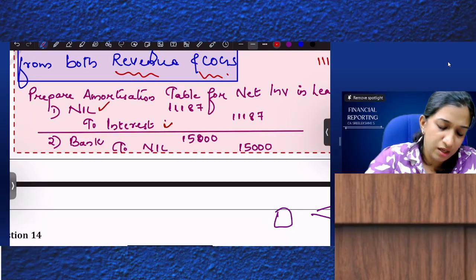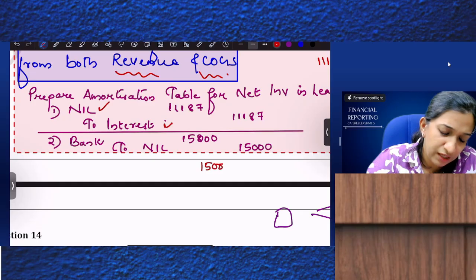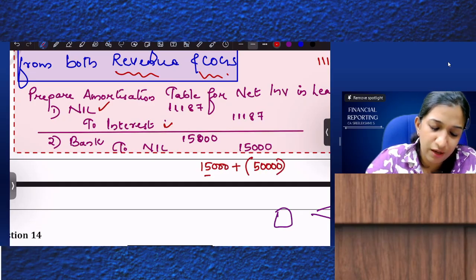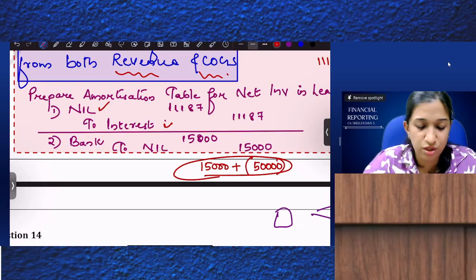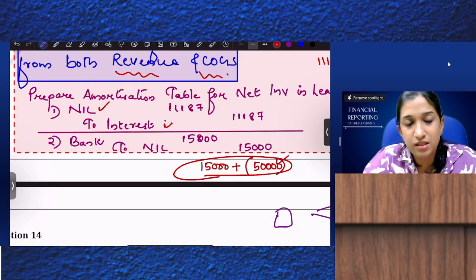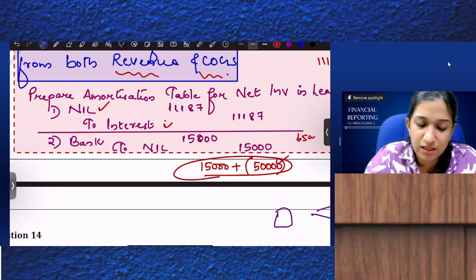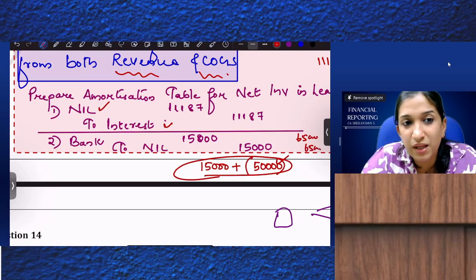In the last year you will get 15,000 plus residual value, and the total residual value is 50,000, GRV and UGRV. In the last year, if you take the repayment as 65,000, your table will be closed.